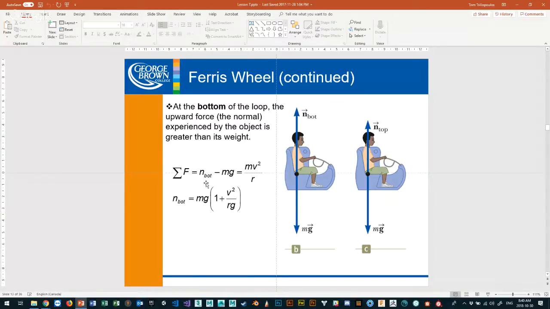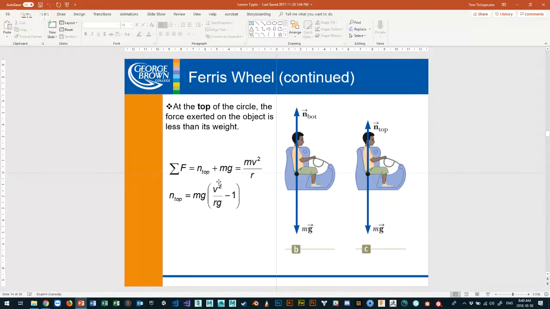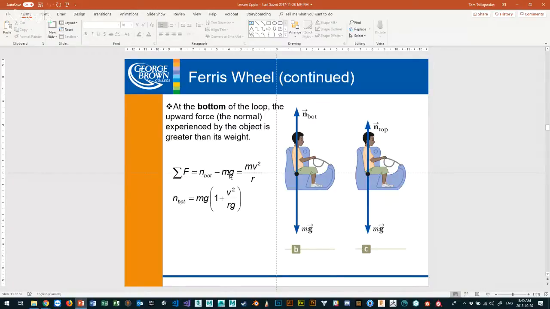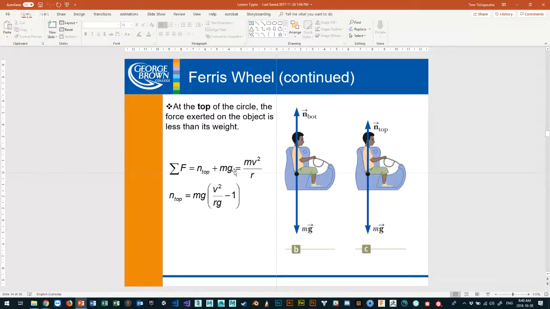Again, normal force at the bottom minus mass times gravity is equal to mv squared over r. This is the mass times the centripetal acceleration towards the middle. That's what v squared over r is, and that's how we got this formula. But what about the top? Notice that there's a difference. One subtracts mass times gravity, and the other one adds mass times gravity, where now the normal force at the top is different. It's mass times gravity times v squared over rg minus 1.